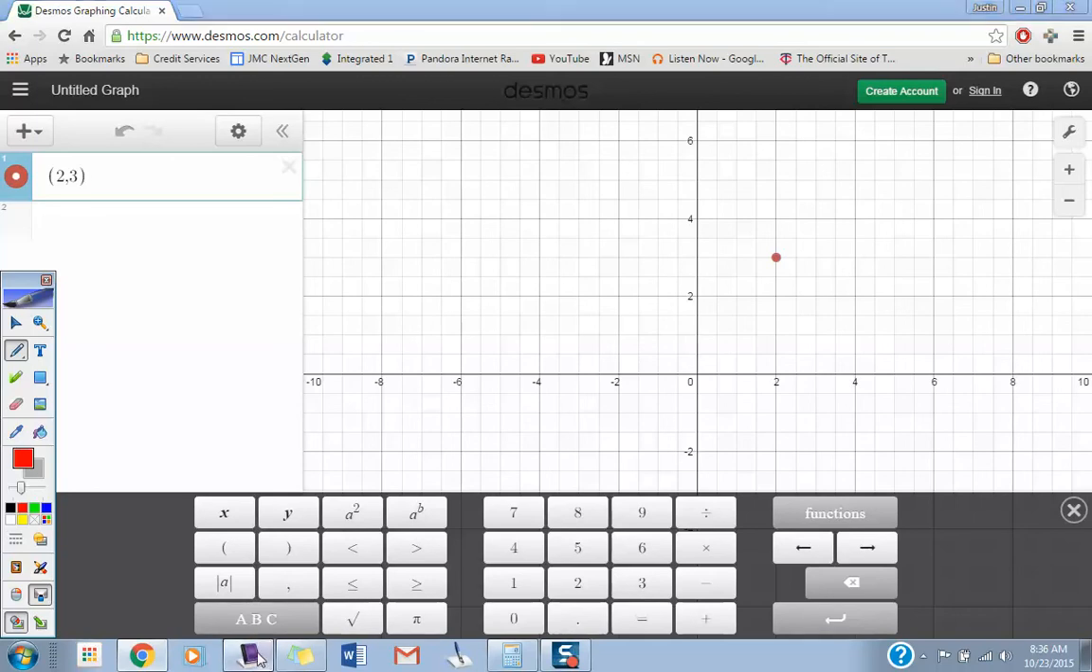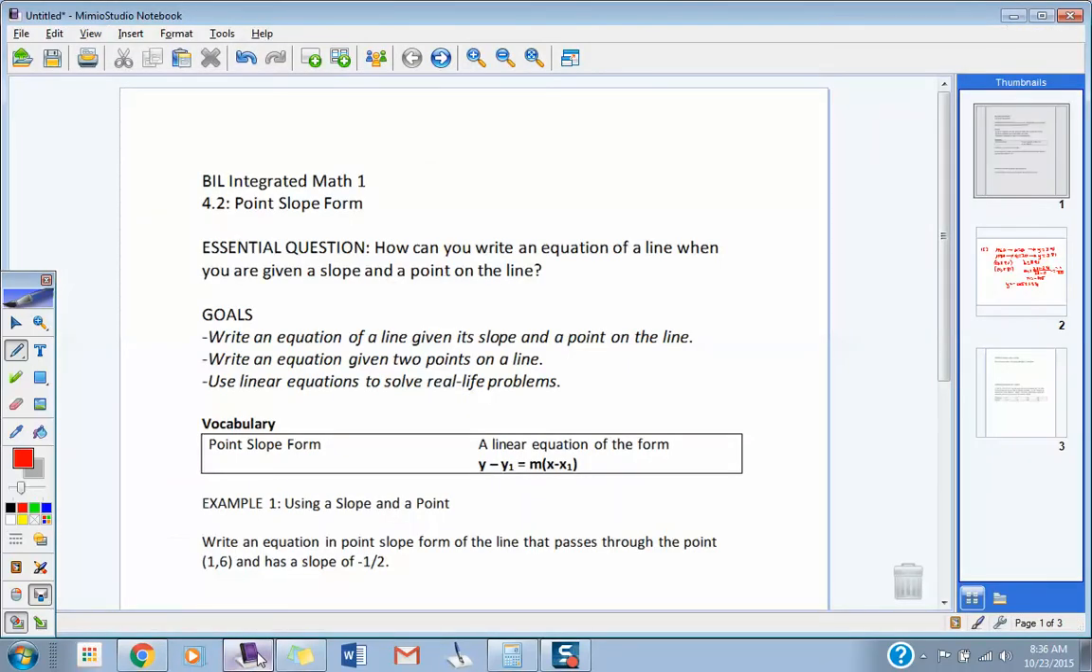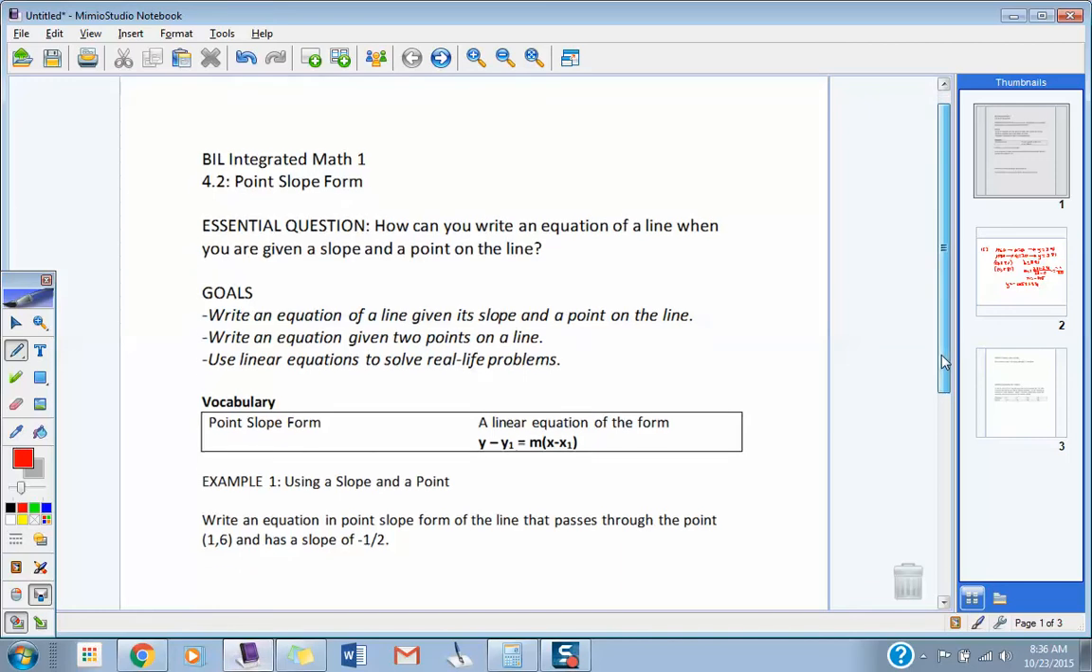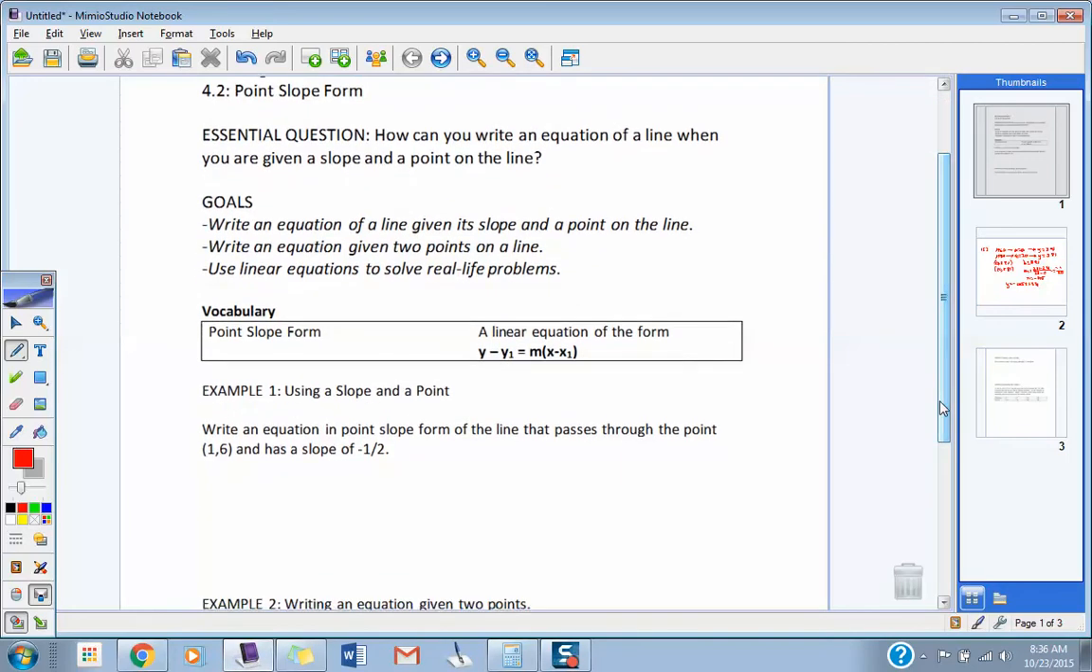So if you'll take a look right here in our notes, guys, 4.2 is called point slope form. I'm guessing that maybe you've heard of it in the past. But again, we'll look at some real life applications and start interpreting some of the things that come with it. The question we want to ask ourselves today is, how can we write an equation of a line when you're given a slope and a point, and that point is not necessarily the y-intercept?